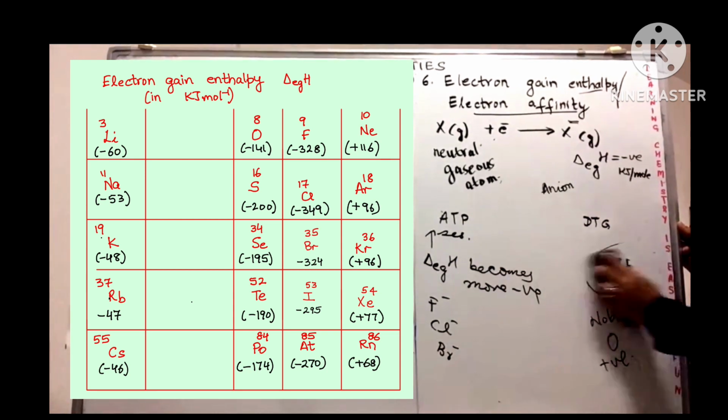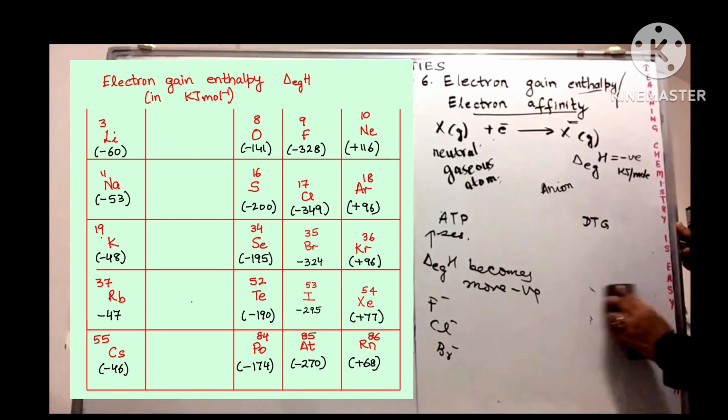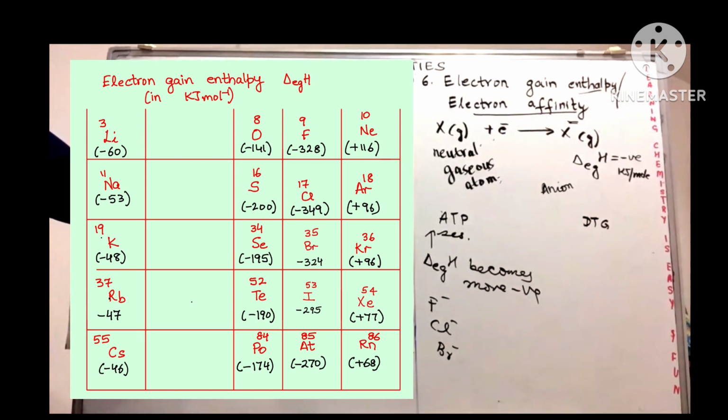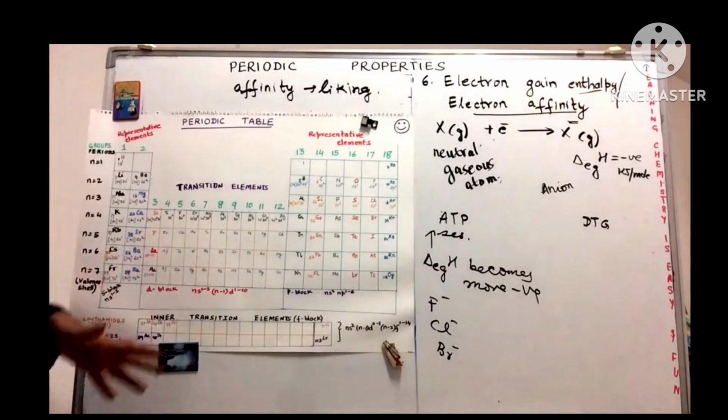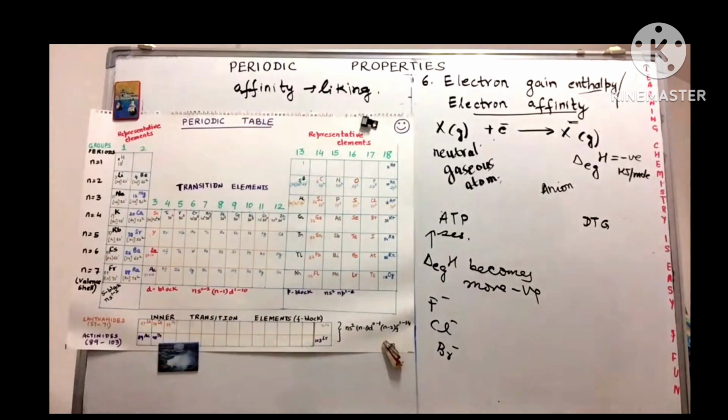Should I leave it for you to do it and tell me? Okay, pause the video, think and tell me: down the group, how will the electron gain enthalpy vary? Electron affinity, will it be strong or will it become less? Go back to atomic radius, think what is happening to the size. You have the periodic table in front of you. Don't just sit watching the video. Think for yourself and then you will enjoy. And that is why I'll be able to say, yes, learning chemistry is fun.